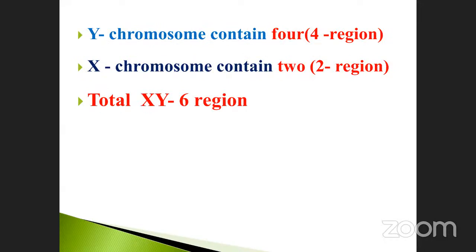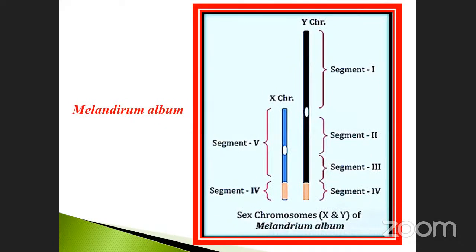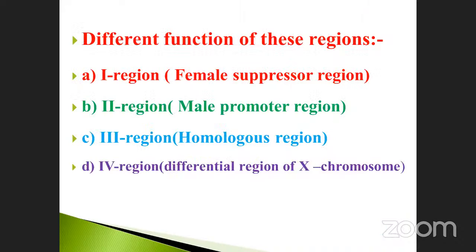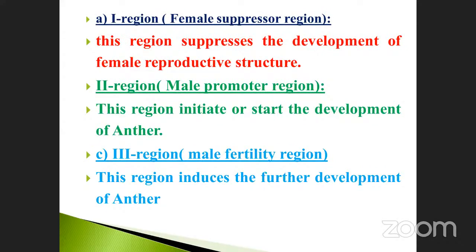How many regions are there? The Y chromosome is a long one, so it contains 4 regions. The X chromosome is a short one, that's why it contains 2 regions. Totally 6 regions are there, and each one has specific properties. These are the things we already discussed. What are the responsibilities? The first one is the female suppressor, male promoter region. We already discussed that in the previous classes, isn't it?